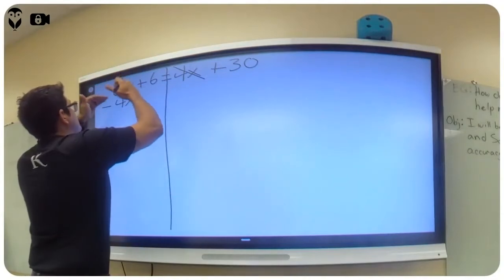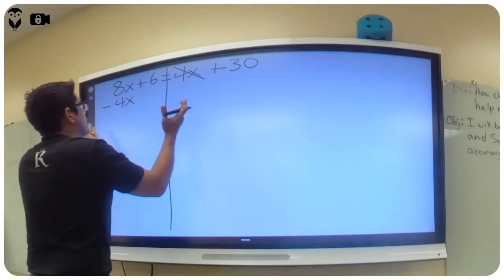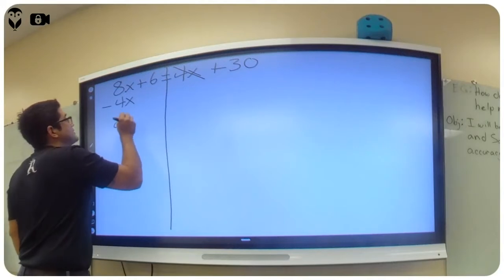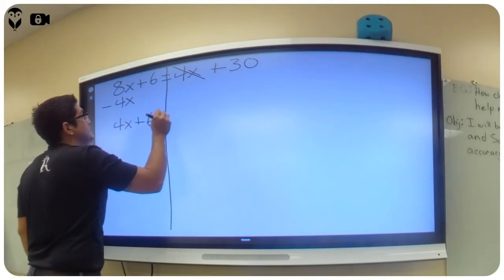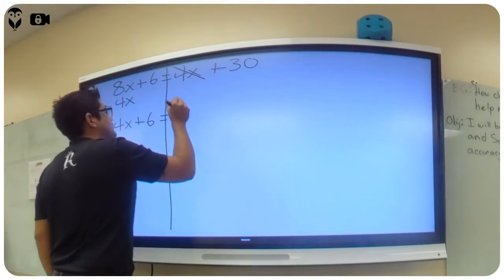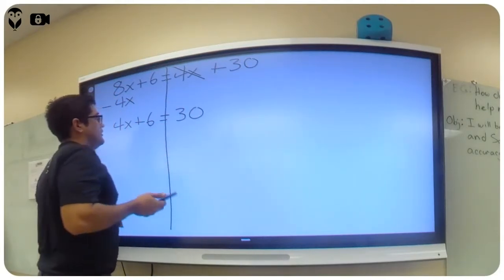So 8x minus 4x now gives us our brand new equation on this side, which is now 4x plus 6 equals, so this is now 0. So 0 plus 30 gives us 30 here.